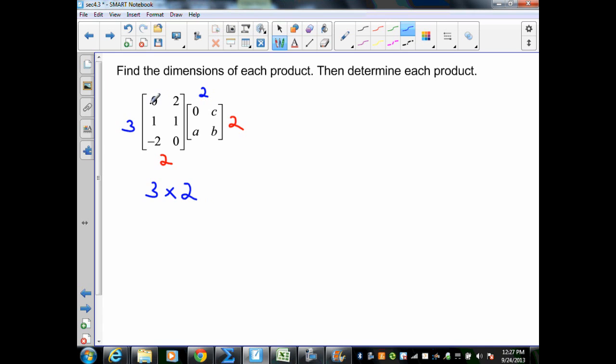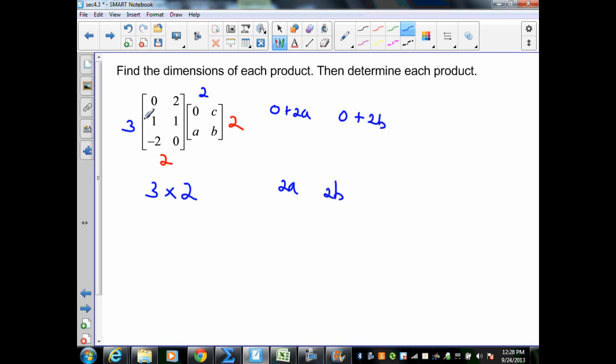Let's begin by taking our first row and multiplying by our first column. That's going to be 0 times 0, which is 0, and 2 times A. So that will be 0 plus 2A. And when I combine those terms, that's going to give me 2A. Now our first row times our second column is going to give me 0 times C, which is 0, and 2 times B, which is 2B. Simplified, that gives me my second term, 2B.